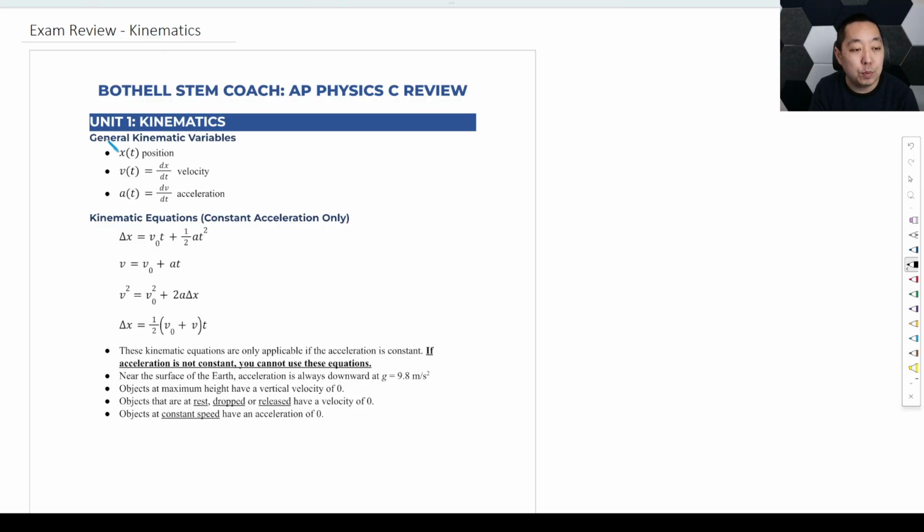So generally speaking, kinematics are variables. We have position, velocity, and acceleration. And you should know this from your calculus. Derivative of position is velocity. Derivative of velocity is acceleration. Our kinematic equations here, we still use them in AP Physics C.